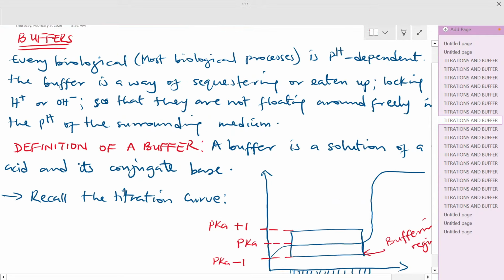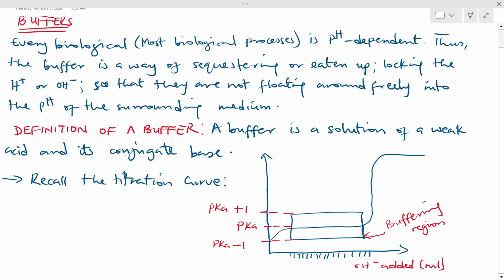So this brought us to our next explanation on what? Buffers.